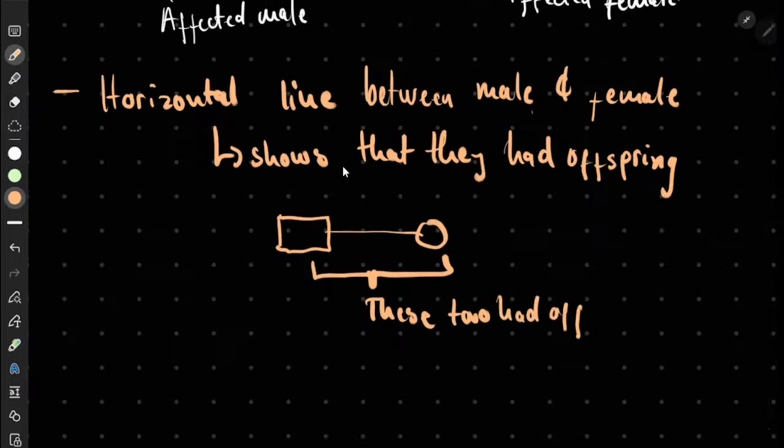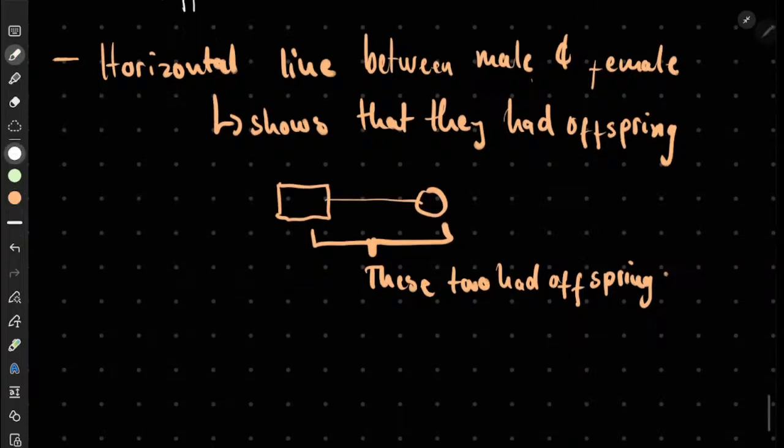Once you see a horizontal line connecting a male and a female, that means, hey, doc, you want to show us that these two had offspring? Okay. Are we together, class? Why are you quiet? Are you tired already? Come on. We didn't even go for long. Come on, guys.